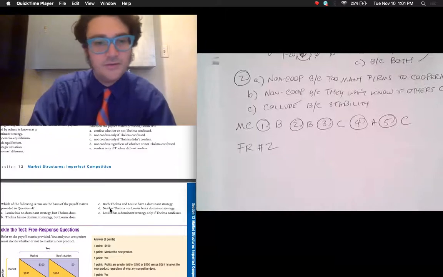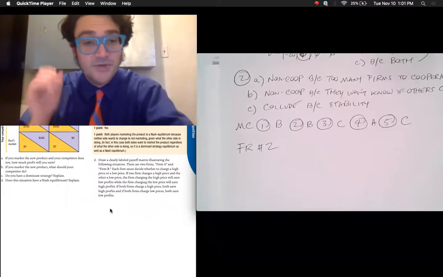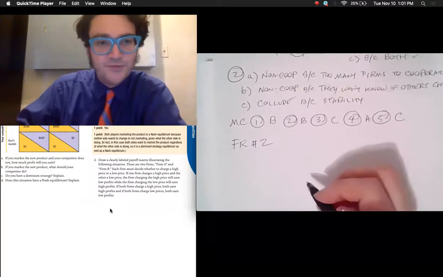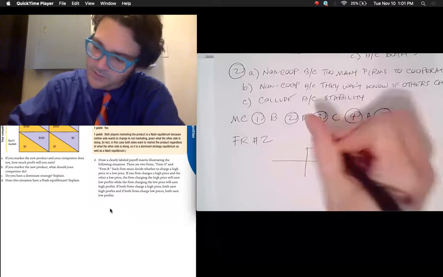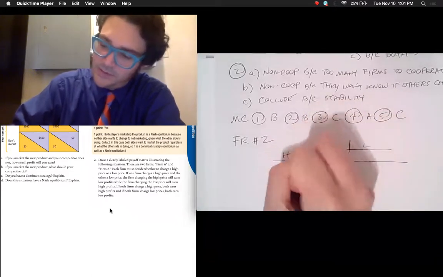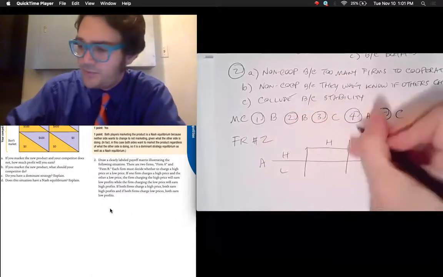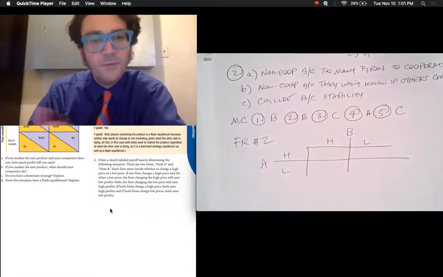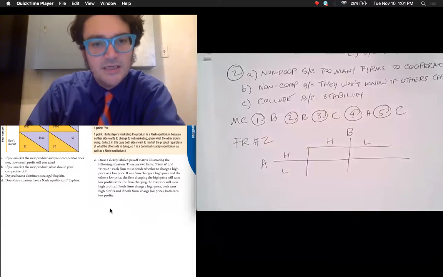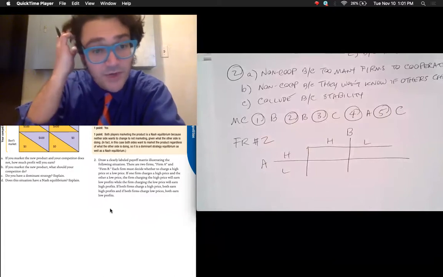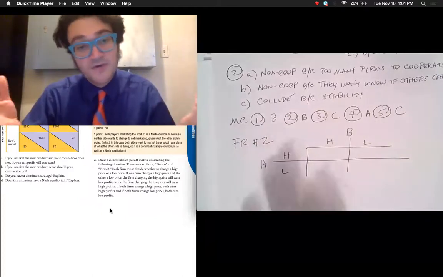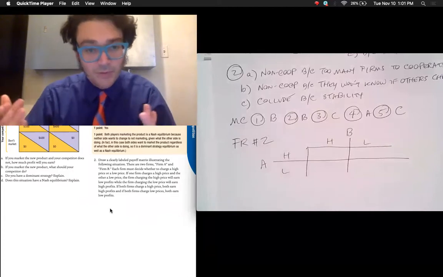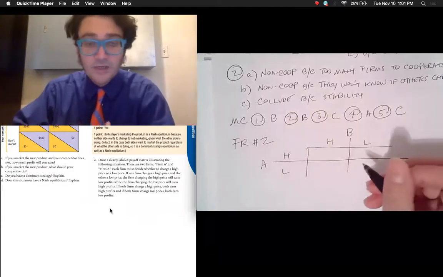Take a look here. Draw a correctly labeled payoff matrix illustrating the following situation. Two firms, A and B, high or low price. So high, low, A, and B. If one firm charges a high price and the other a low price, the firm charging the high price will earn low profits, while the one charging the low price will earn high profits. If they both charge high, both earn high profits. If they both charge low, they both earn low profits.